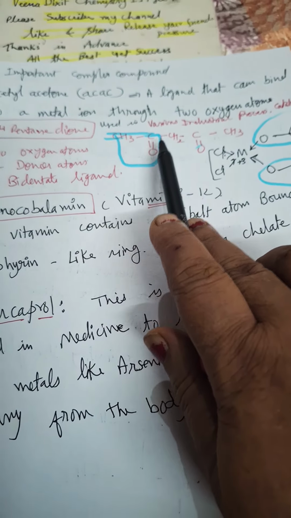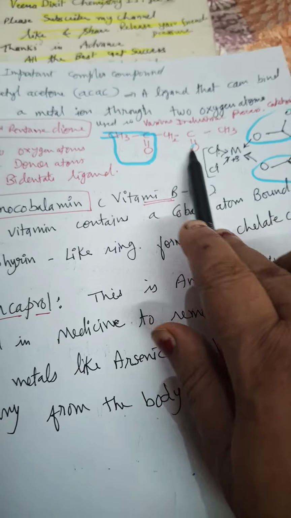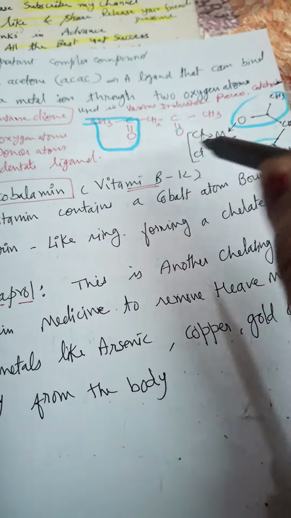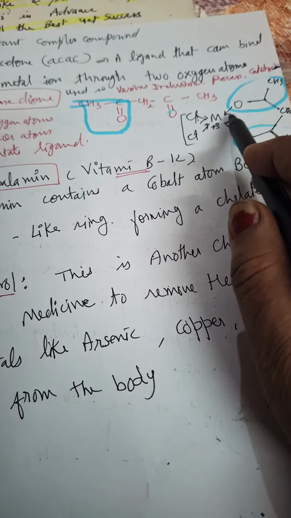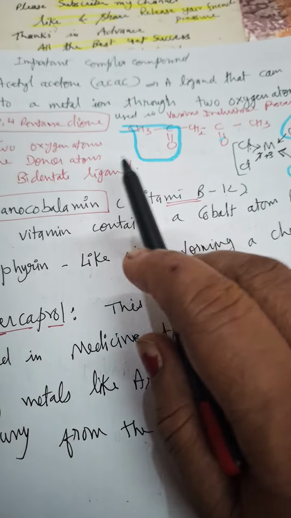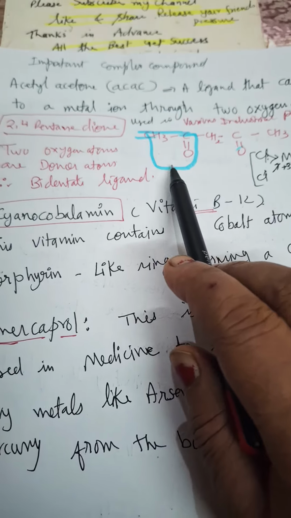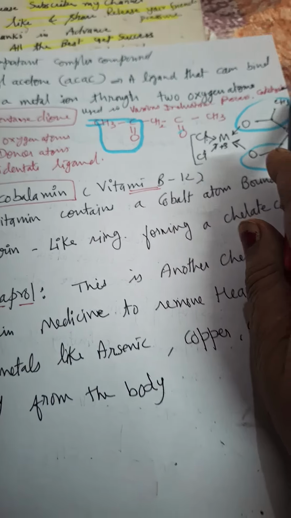See here, CH3CO, CH2, CO, CH3, which means both sides of the CH2 group are CH3CO, CH3CO. Clear? And these two are the donor atoms. Clear? So this is a bidentate ligand, oxygen is the donor atom, and it is also forming chelate compounds. So it is used in various industrial processes and catalysts.